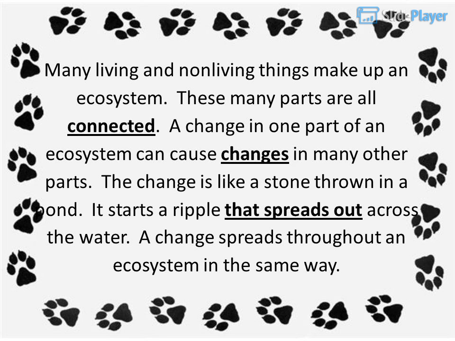Many living and non-living things make up an ecosystem. These many parts are all connected. A change in one part of an ecosystem can cause changes in many other parts. The change is like a stone thrown in a pond. It starts a ripple that spreads out across the water. A change spreads throughout an ecosystem in the same way.